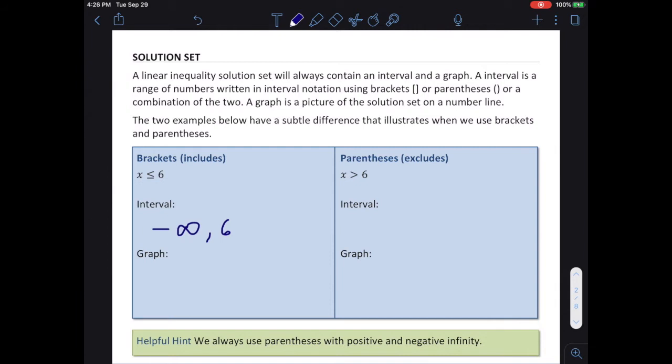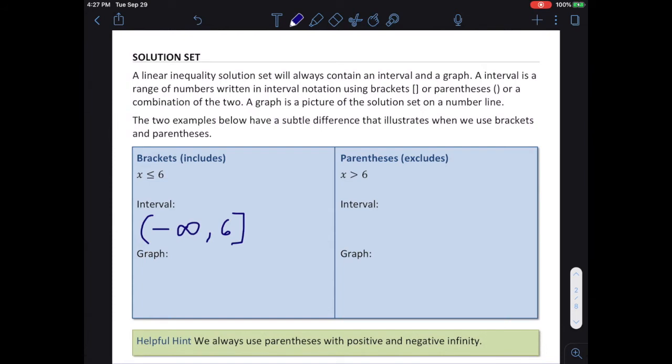And since we have less than or equal to, we need to use a bracket with the 6, because that bracket says, hey, I need to include that 6 in my solution set. And then if you look at the helpful hint down at the bottom, it says we always use parentheses with positive and negative infinity. So we're going to use a parenthesis. So there you can see we already have a combination of the two. We have a parenthesis and a bracket.